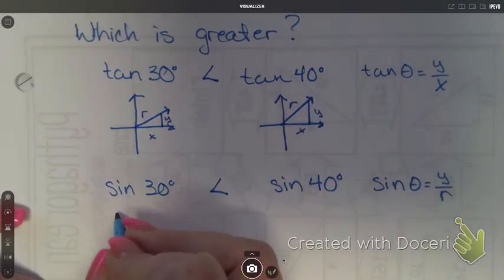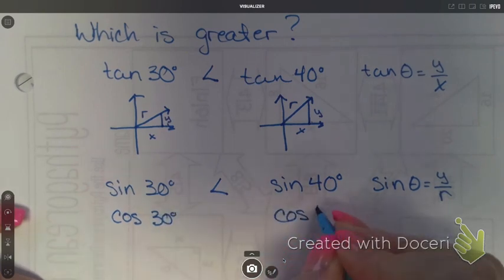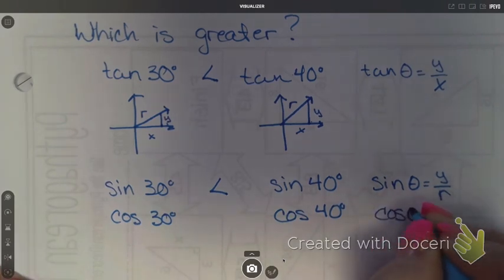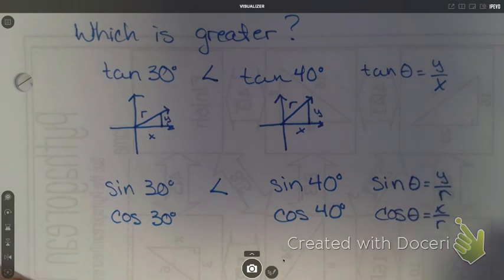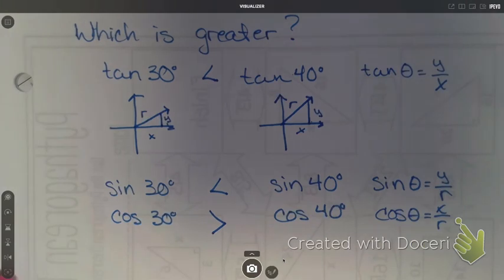What if I said cosine? Cosine is x over r, so you're looking for the bigger x, right? Which would be on 30. I'm not asking exactly. I'm asking you to think about it. Okay? Make sense?